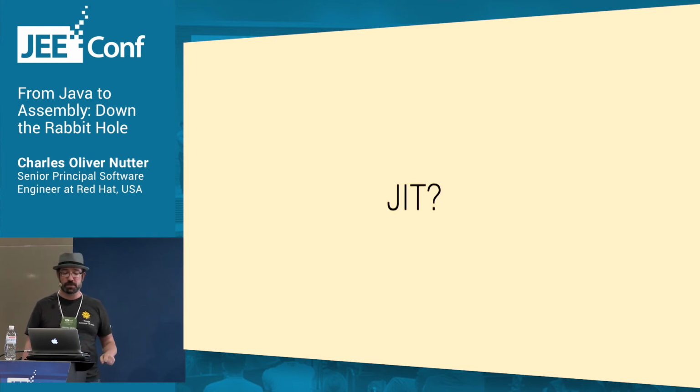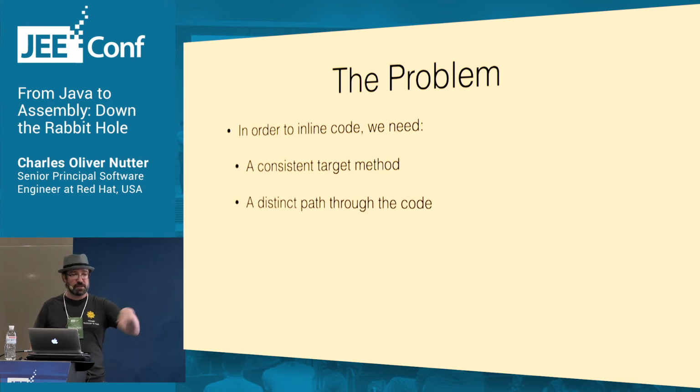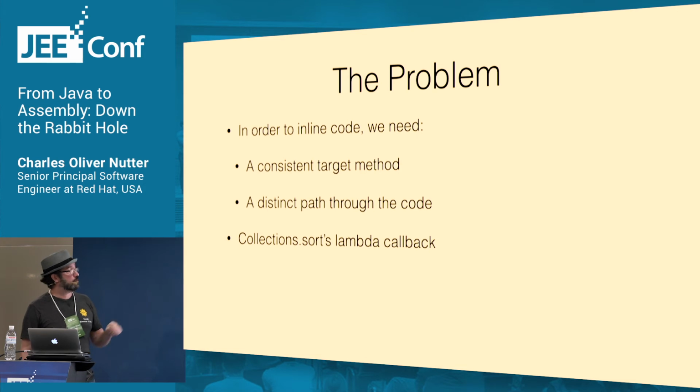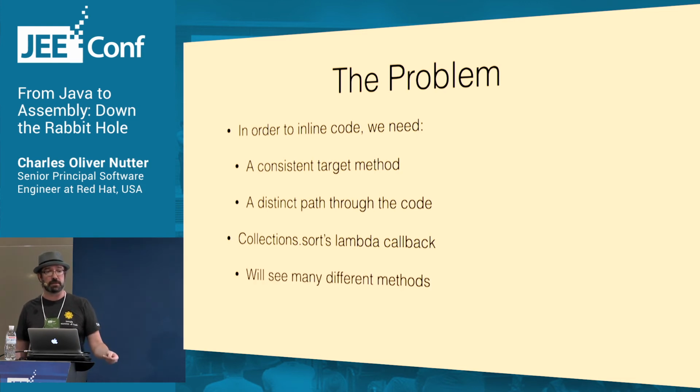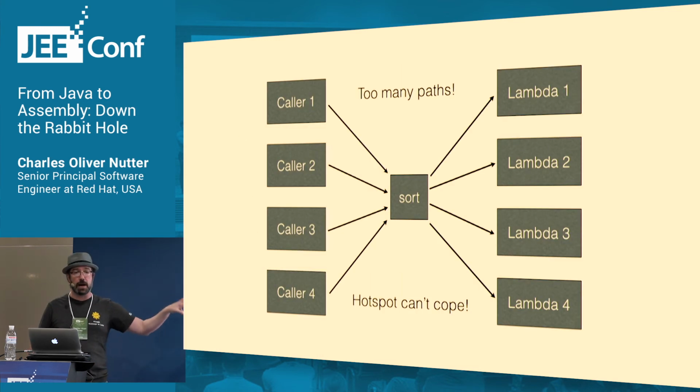So what about the JIT? This is the interesting bit. The problem here, in order to inline code, we need a consistent target method. We need to call the same target method and class every time, and we need to see a single path through the code. So all the time we're calling the same piece of logic. It's not changing, so we can optimize it. Now the problem is collection.sort is used by everybody in the system with many different lambdas. So we have lots of different lambda calls, lots of different lambda bodies that we see, and many different paths. And the JVM just can't optimize through this yet. This is an ongoing piece of work that the JVM folks are trying to improve.